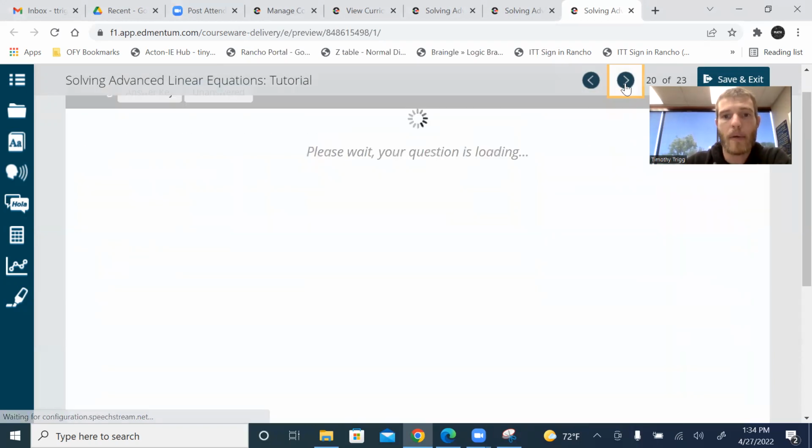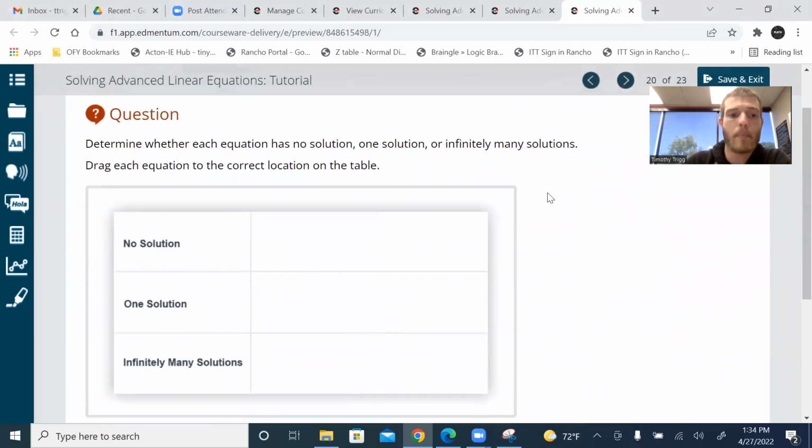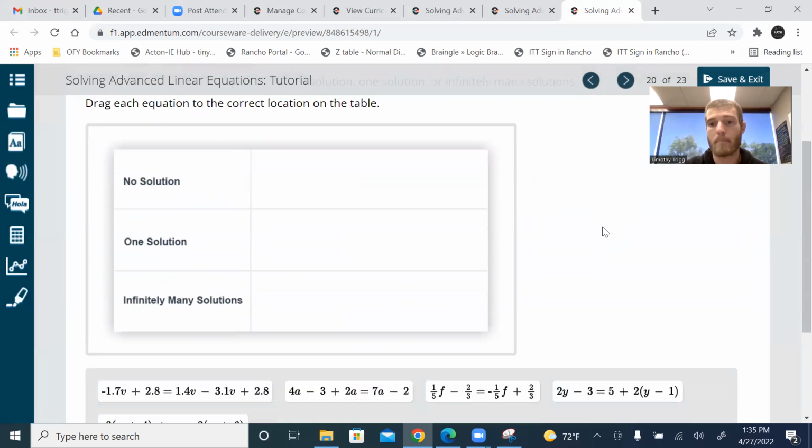Let's go ahead and skip ahead to this page, page 20. And here we're going to talk about how sometimes equations actually have no solution. So this is a possible outcome: when you try to solve something, you end up with no solution. Now, how do you know when it's no solution? Well, we're going to explain that.